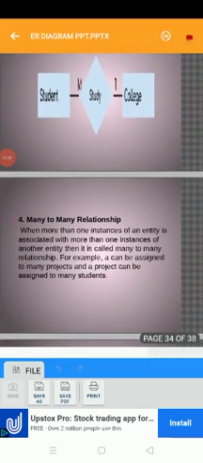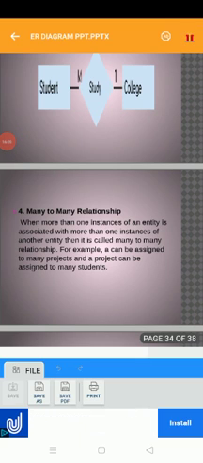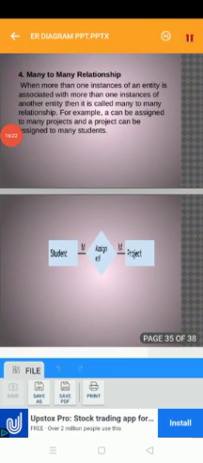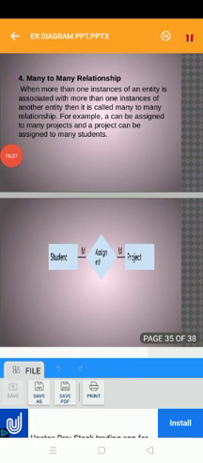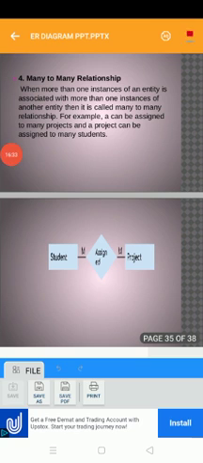Next, many to many relationship. When more than one instance of an entity is associated with more than one instance of another entity, then it is called a many to many relationship. For example, a student can be assigned to many projects, and a project can be assigned to many students. See this diagram. There are two entities, student and project, and one relationship, assigned. So many students are assigned to many projects, and many projects are assigned to many students.